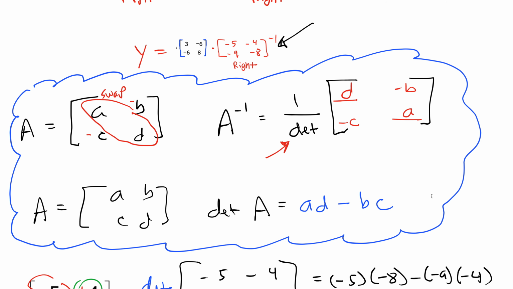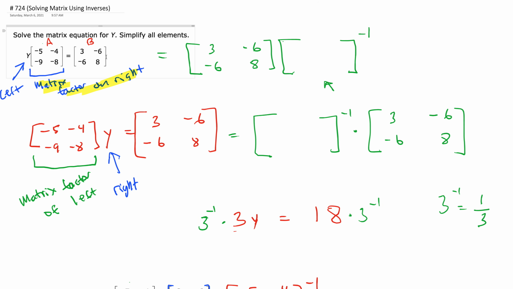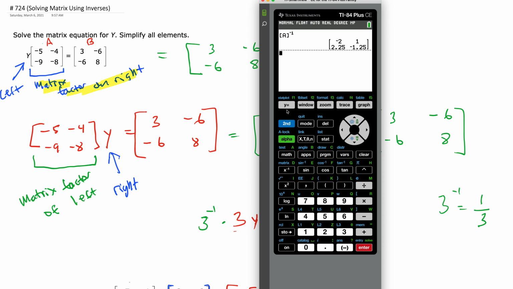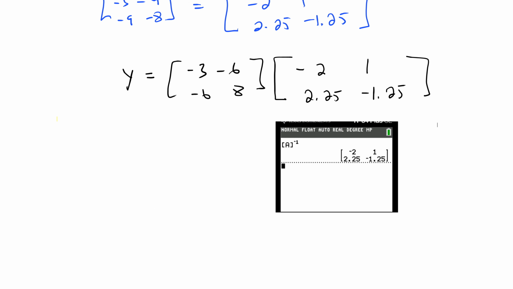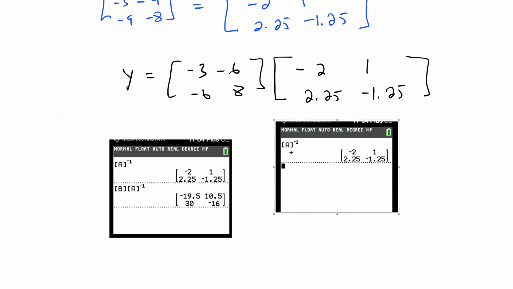And the final answer is going to be matrix B times the inverse of A. So you go over here and put down my matrix B times the inverse of A. Put down A, hit this negative x and -1 thing, and this is what Y is. This is going to be our final answer, and we know that this right here is what the answer should be.